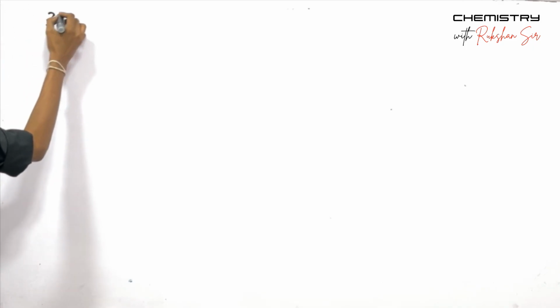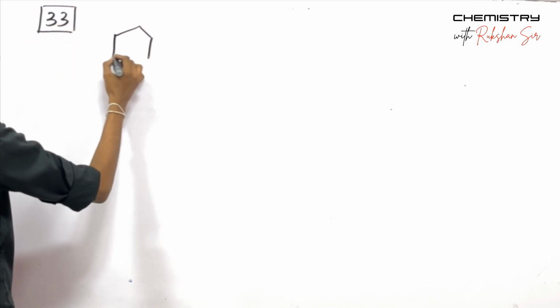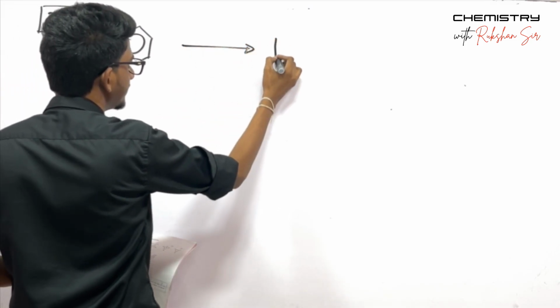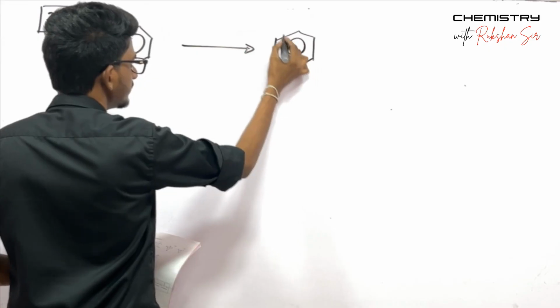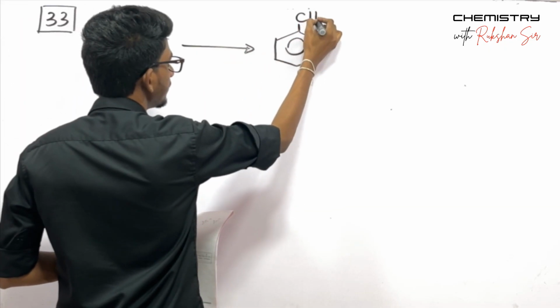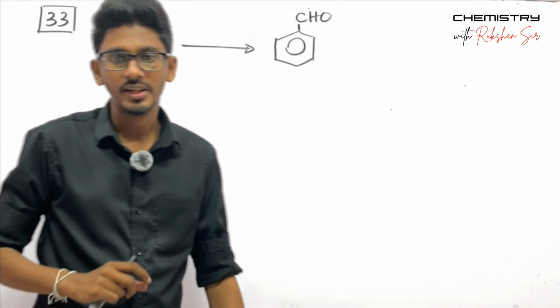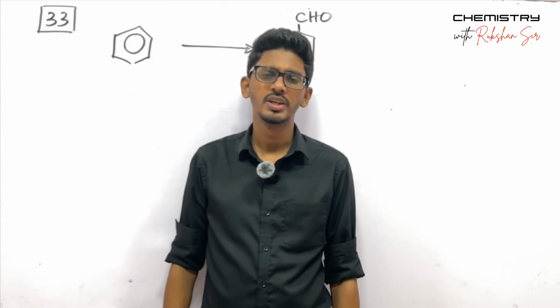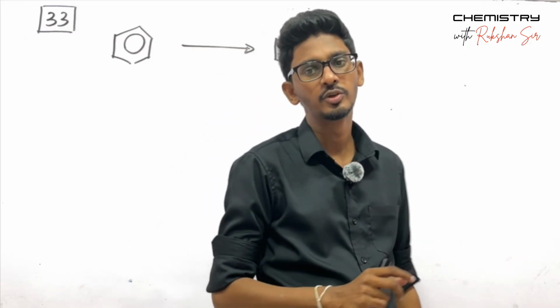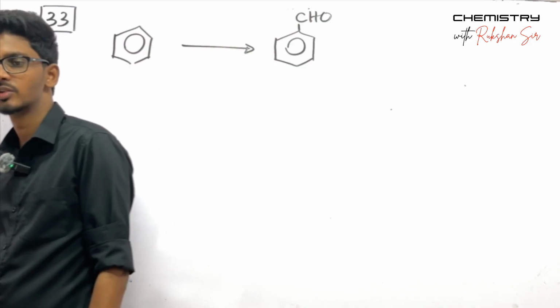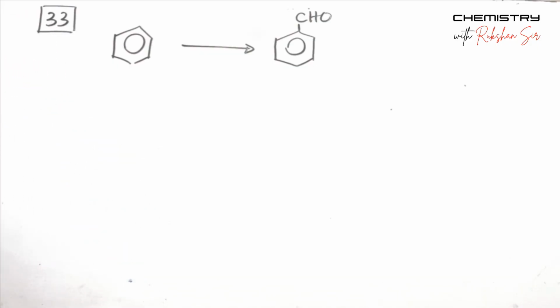33 is actually not a difficult question, it is straightforward. So starting from benzene, we are supposed to form benzaldehyde. Now the aldehyde cannot be set on the benzene ring in one step. There is no reaction available to connect the aldehyde directly to the benzene ring. Aldehydes can't be directly connected to the benzene ring, right?